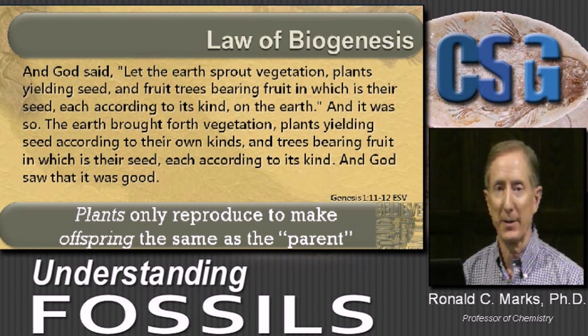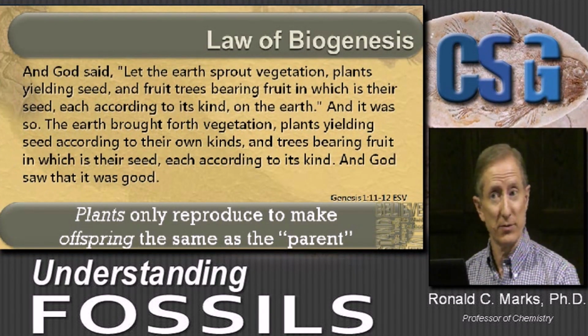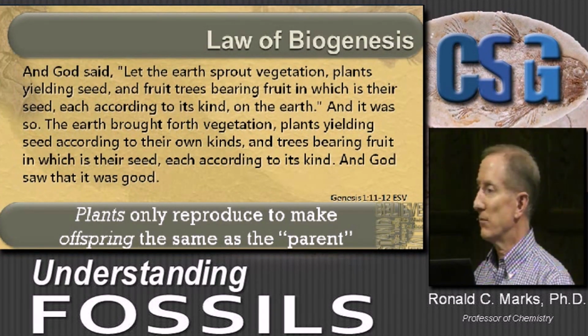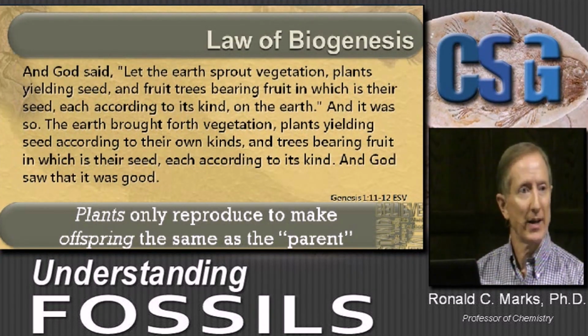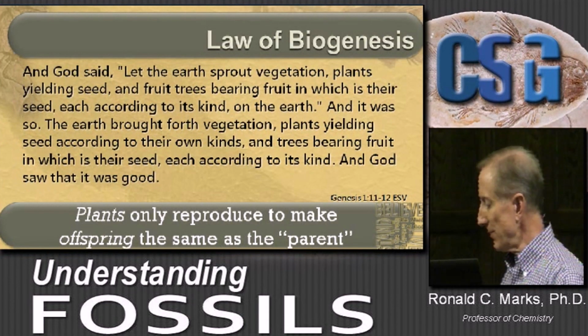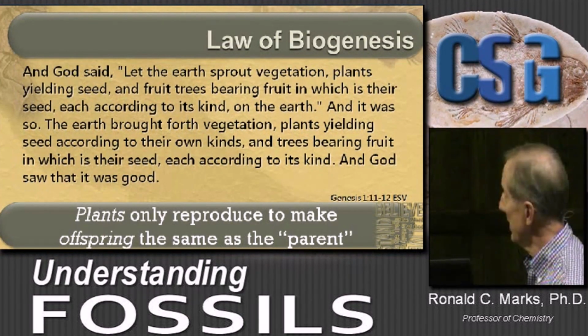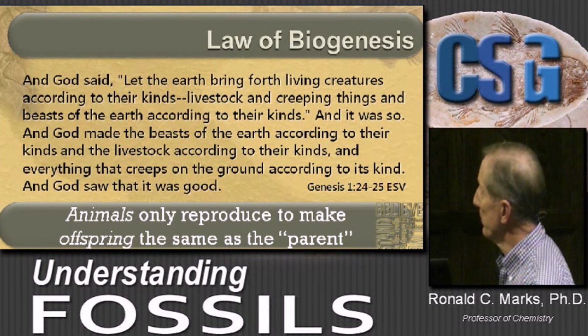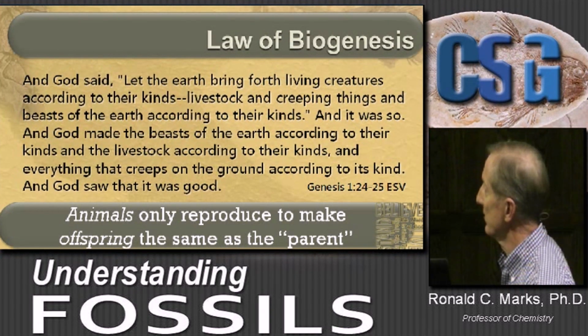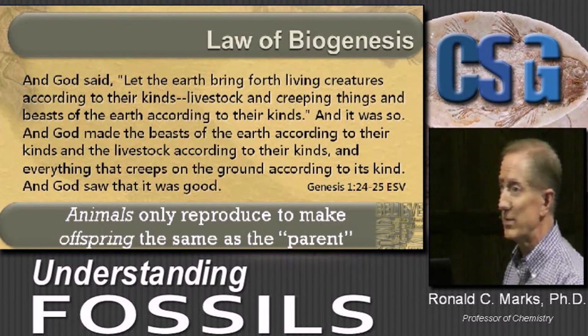Apple trees don't make bananas. Apple trees make apples. Orange trees make oranges. Citrus makes citrus. Grass reproduces grass. Wheat makes wheat. We see the same thing repeated related to animals. Animals only reproduce to make offspring that are the same as the parent. We see that in Genesis 1:24.